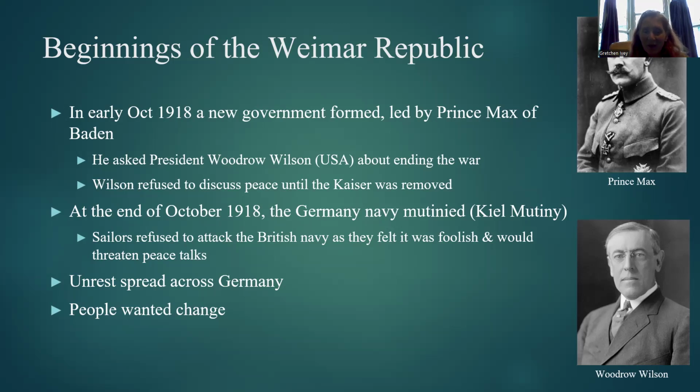At the end of October 1918, the German Navy mutinied. It was called the Kiel Mutiny. Now, a mutiny in itself is bad enough, but when the public got wind of this, thinking our own men are mutinying against our own side, that sends a message. So the sailors refused to attack the British Navy as they felt it was foolish and would threaten the peace talks. They were probably correct on both accounts. They were weakened. Attacking the British Navy would have been a suicide mission. And again, they wouldn't have got the peace talks and the war would have just continued on.